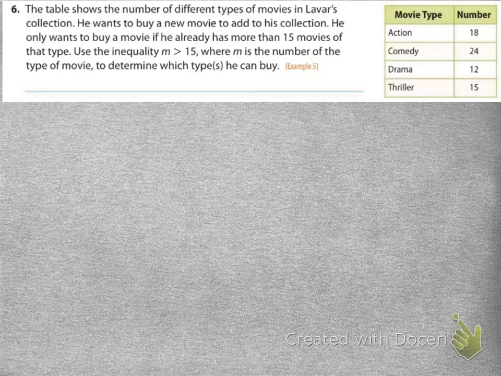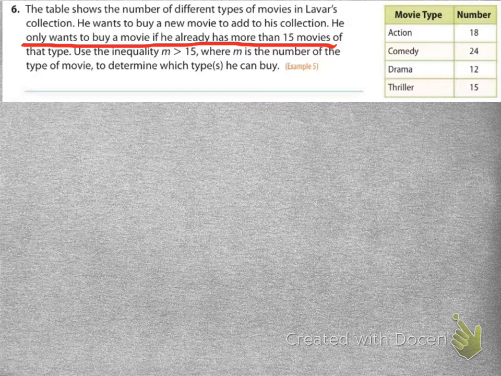That wouldn't work. So this one says that the table shows a number of different types of movies in LeVar's collection. He wants to buy a new movie to add to his collection. He only wants to buy a movie if he already has more than 15 movies of that type. So use the inequality m is greater than 15, where m is the number of type of movie, determine which types he can buy. So he says that, again, he only wants to buy a movie if he already has more than 15 movies of that type.